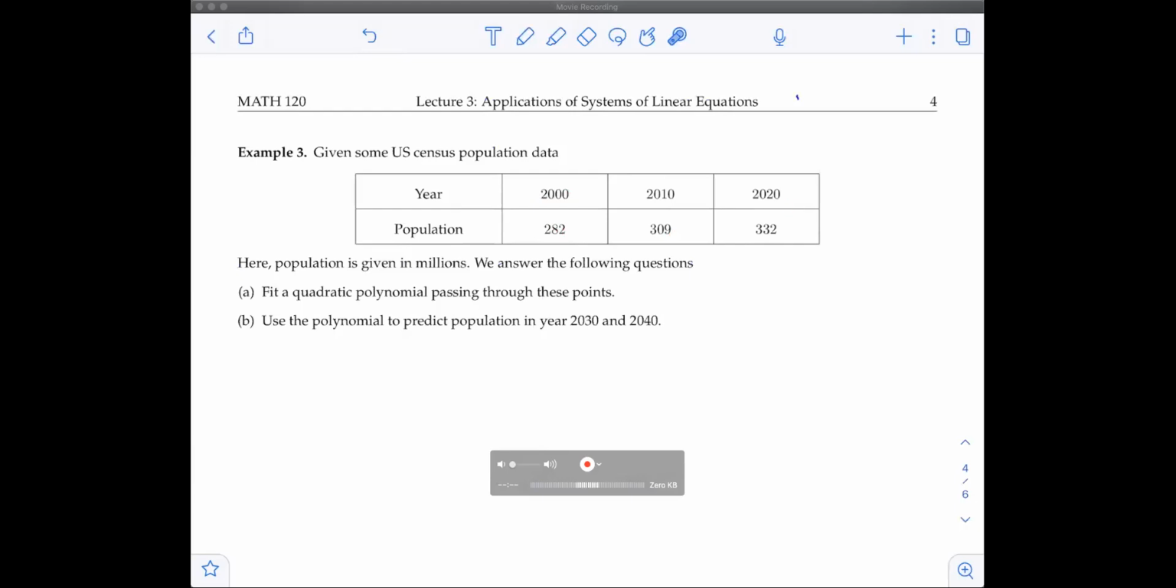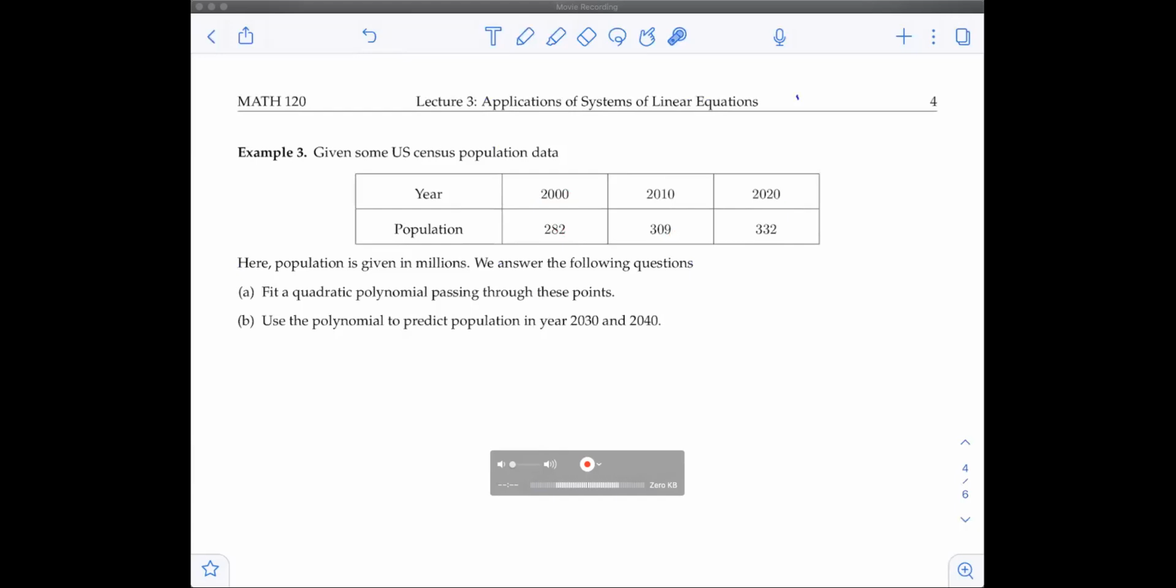The first part is because you have a set of 3 data points, we're going to use a quadratic polynomial function, or polynomial function of degree 2, to fit this 3-point data. And after part A, you have the polynomial function of degree 2. We're going to use that to predict the population in year 2030 and 2040.